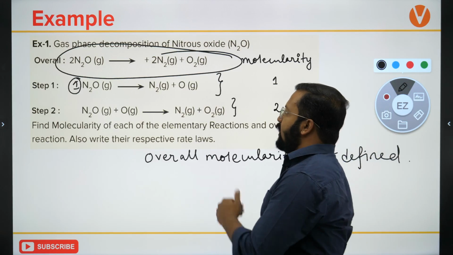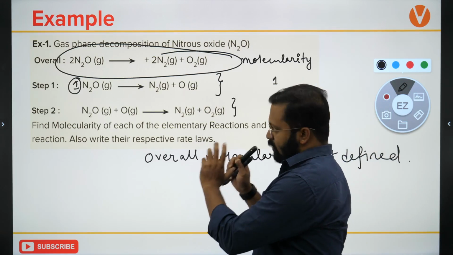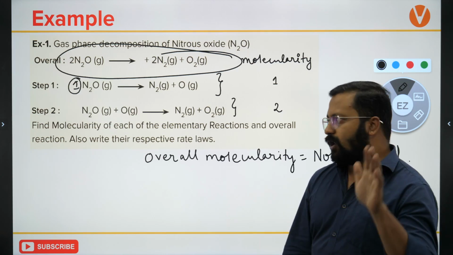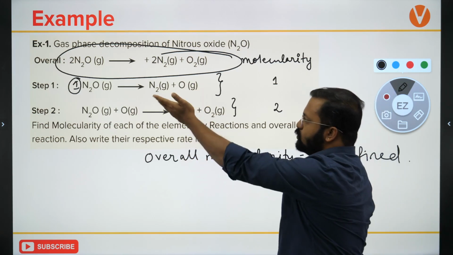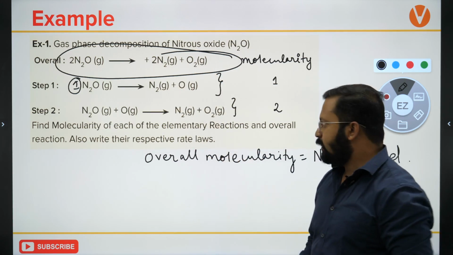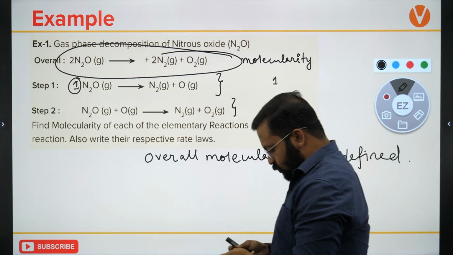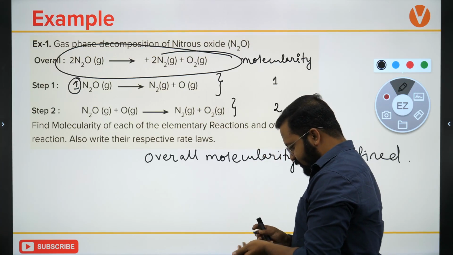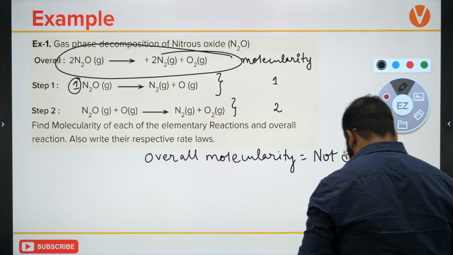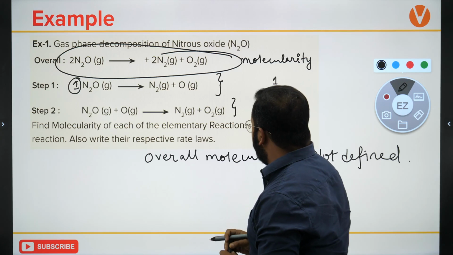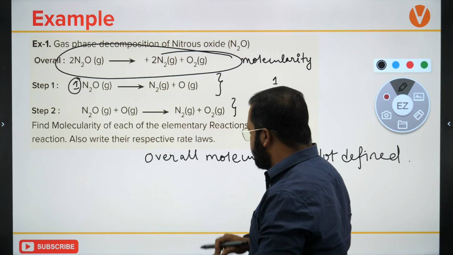What you can do is take the slowest step of the reaction and call it the molecularity of the reaction, but we do not know what the slowest step of the reaction is, so we cannot define the overall molecularity. Okay, so just a moment please. Molecularity of the elementary reactions, overall reaction. Also write the respective rate law.